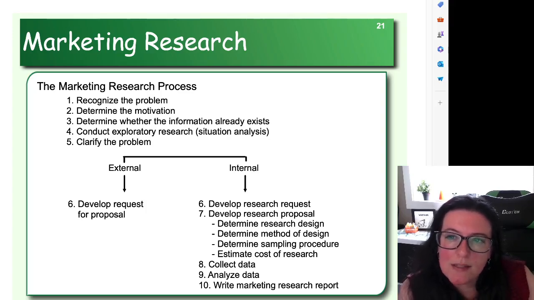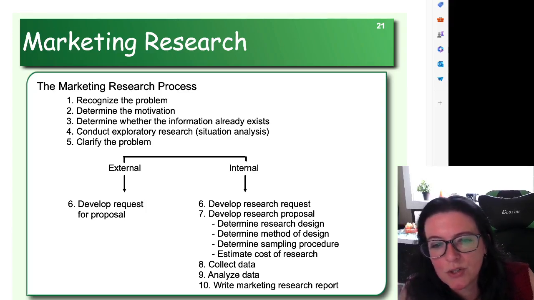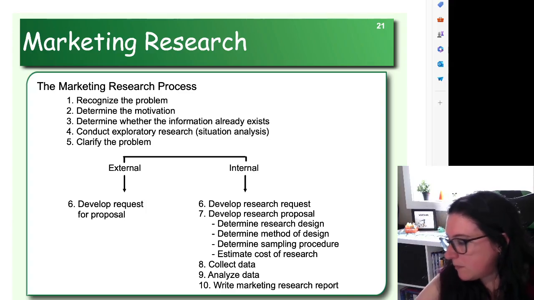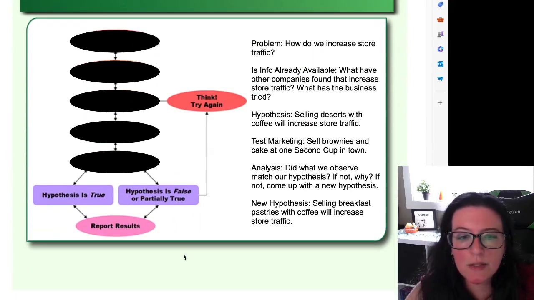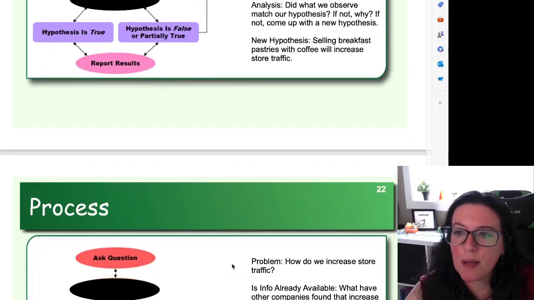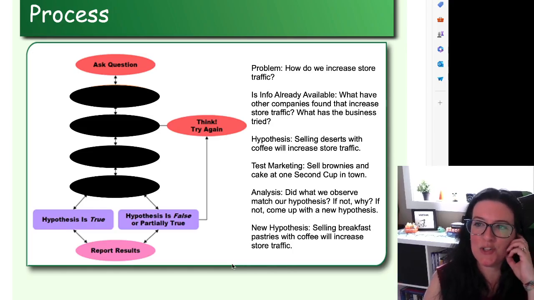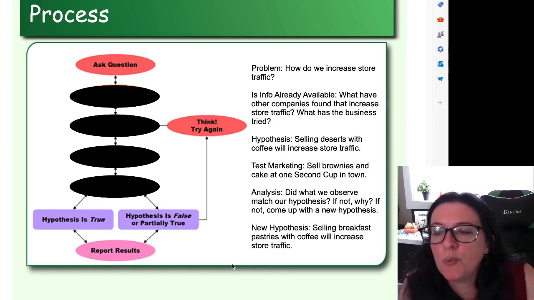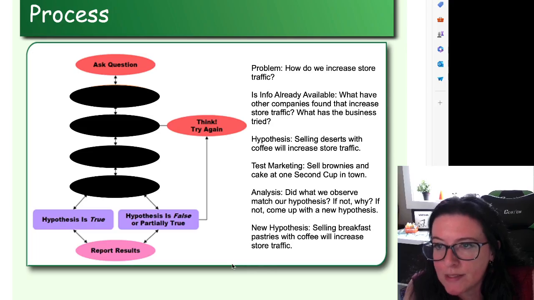Okay, so we're going to be going through those in the next couple of videos. But this process, regardless of whether it's marketing research or other types of research, uses the scientific method. So we need to understand the scientific method. The scientific method has a number of steps we want to follow. The first step in our process is to ask the question. Remember, we want to define what is the issue at hand. So suppose we want to know, how do we increase store traffic? How do we get more customers into our business?